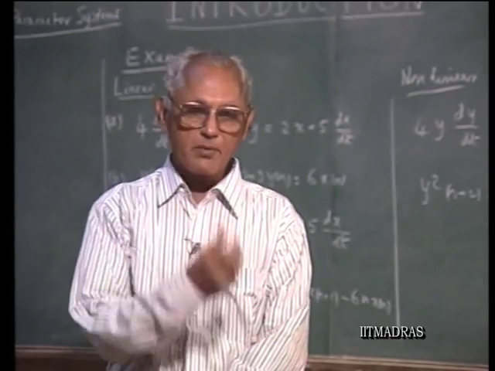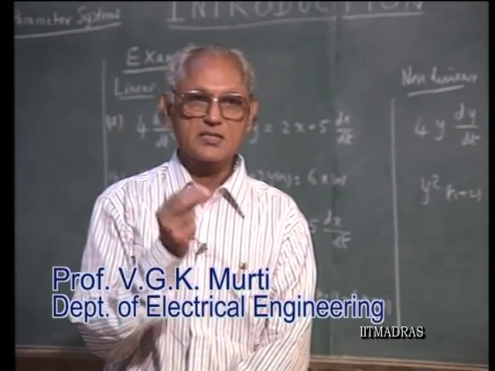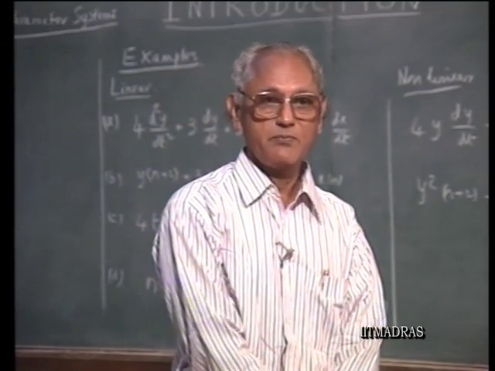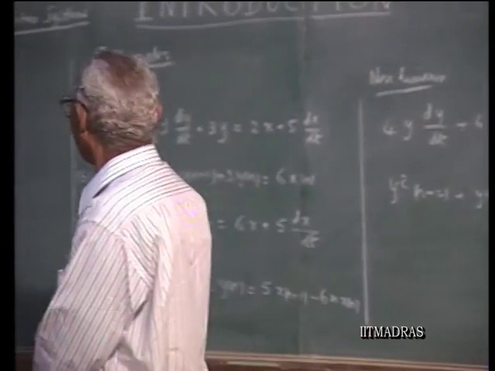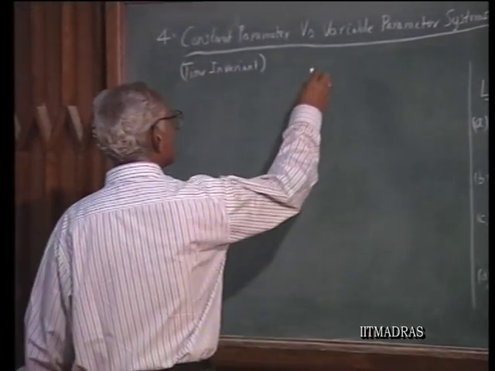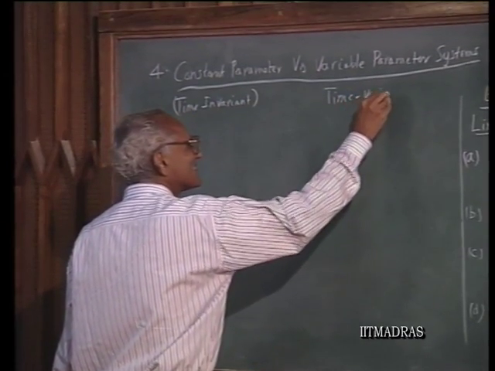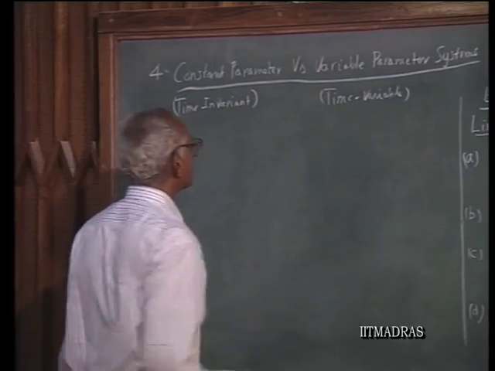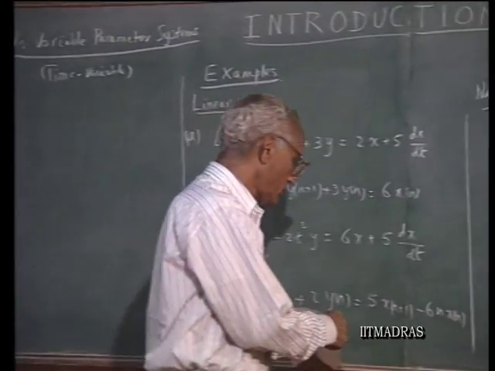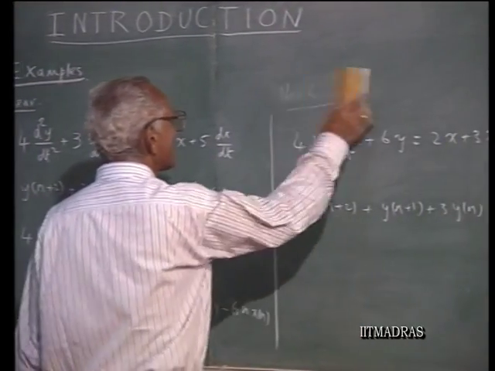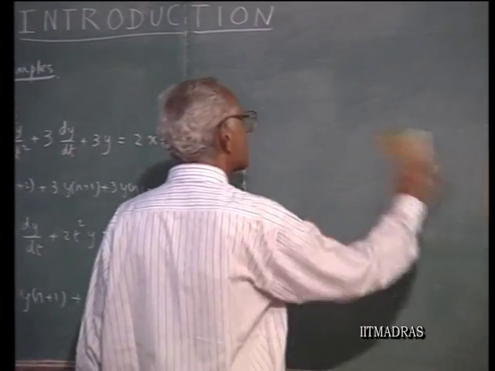For example, if you have a carbon microphone, and depending upon the input signal that you are having, the resistance of the microphone may be changing. So that becomes a variable parameter system or a time variable system. So variable parameter system is also sometimes referred to as time variable system. Generally, we will be interested in talking about time variable system or time invariant system with respect to linear systems. That is because that is the main focus of our work.